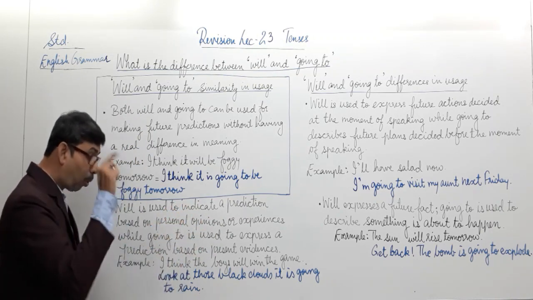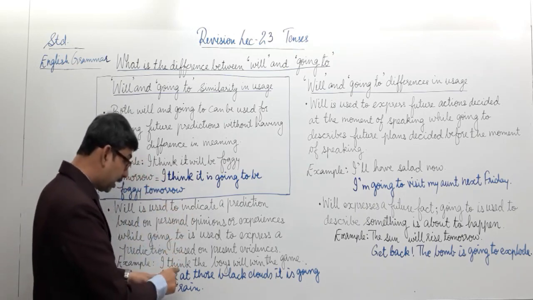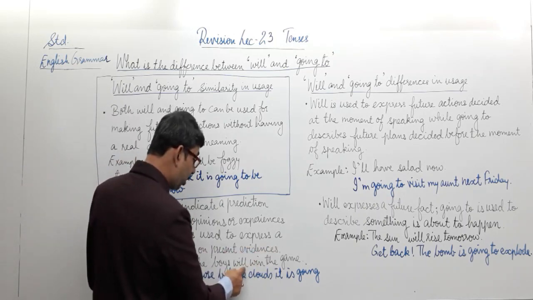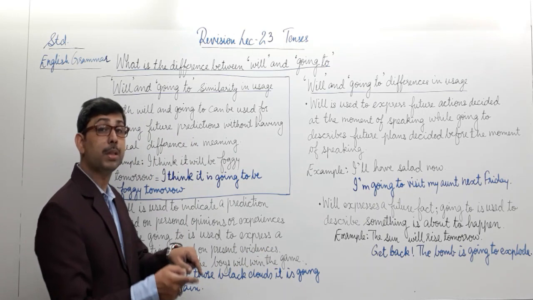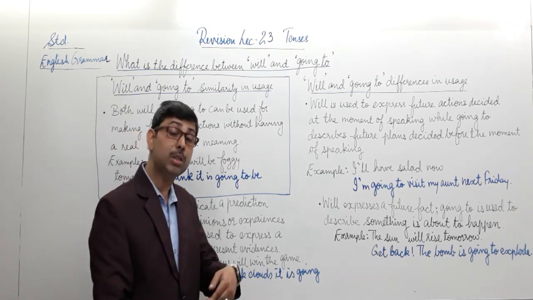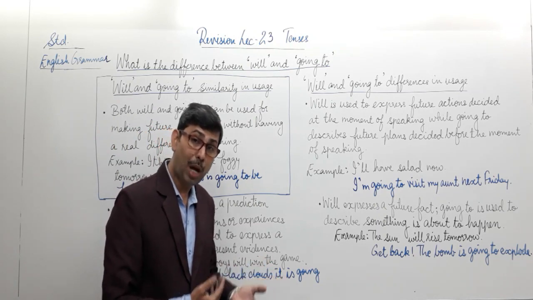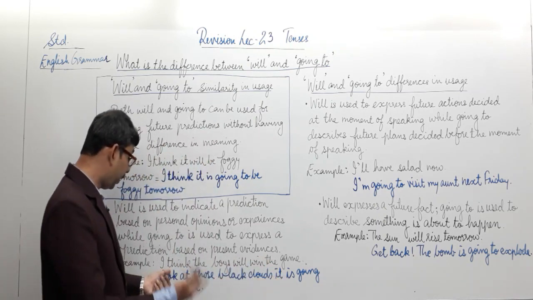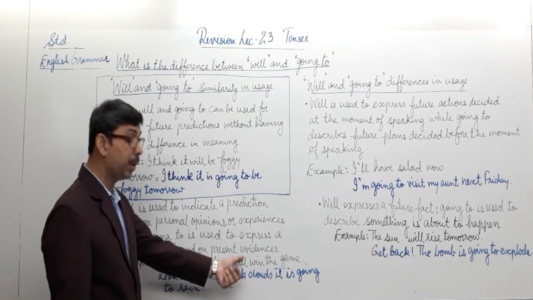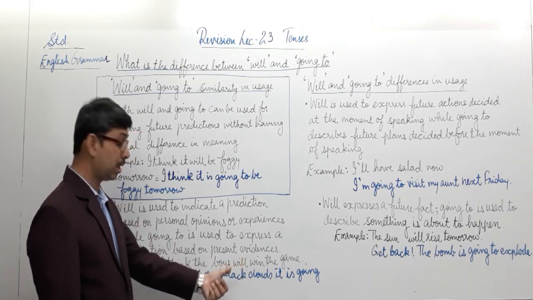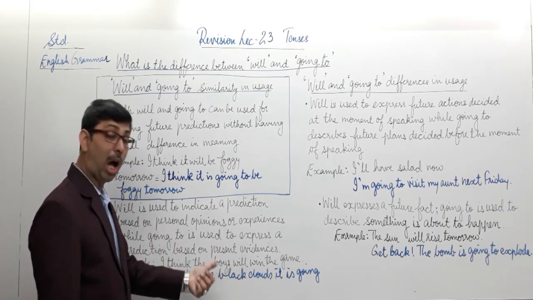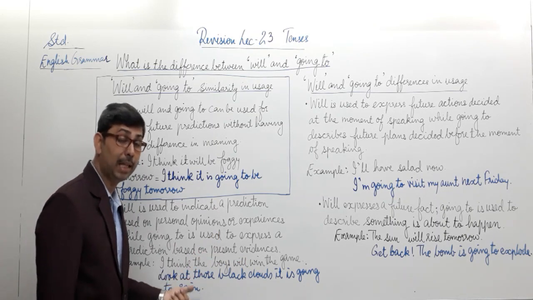I think the boys will win the game. So what are you doing? You are thinking. I'm using will. So you are giving your personal opinion over there, or on the basis of some experience. Isn't it? The past experience that you have with those boys, or your opinion that I think the boys will win the game. There you are not using the boys is going to or are going to. We are not applying that over there.